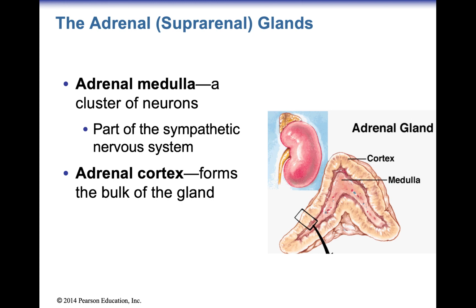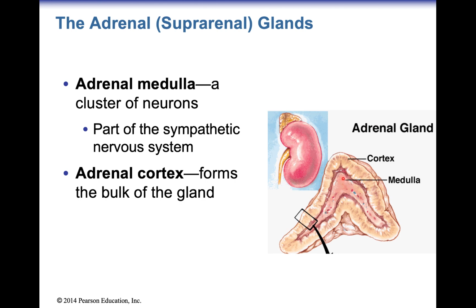The next gland is called the adrenal gland. We talked about this as well in the beginning of a PowerPoint. Here's the kidney, and on top of it you have this pyramid-shaped gland called the adrenal gland. If you cut the adrenal gland in a frontal section, you would see that it has an outer lining called the cortex and a middle region called the medulla. Both of these are part of the adrenal gland, but they have very different functions.